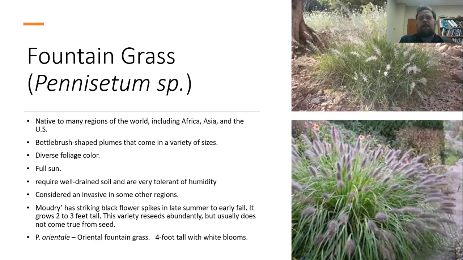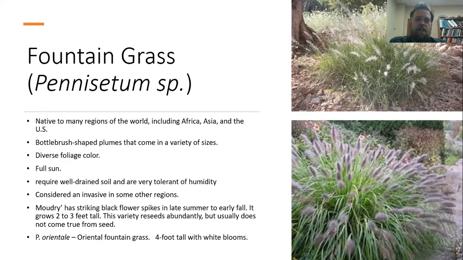And you do want to pay attention, with some types of fountain grass, depending on where you are, because it does reseed fairly aggressively. You're going to want to make sure that you're not in an area where it can be a little invasive. There is a species called Oriental fountain grass that's about 4 foot tall, puts on white blooms. I think that's actually the picture up there at the top.